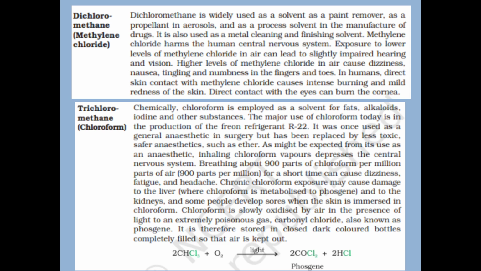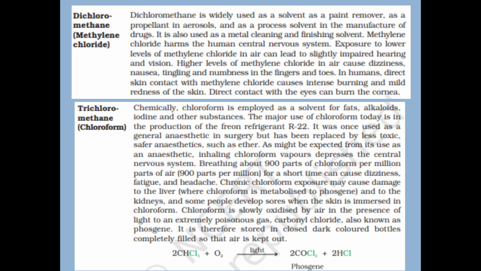Trichloromethane, or chloroform. Chemically, chloroform is employed as a solvent for fats, alkaloids, iodine and other substances. The major use of chloroform today is the production of freon, refrigerant R22. It was once used as a general anesthetic in surgery, but has been replaced by less toxic, safer anesthetics such as ether.